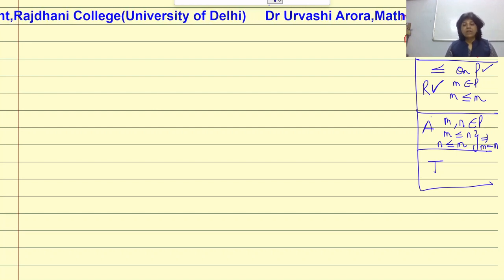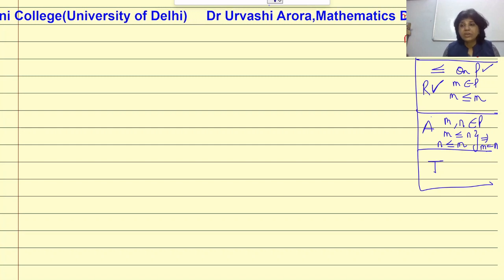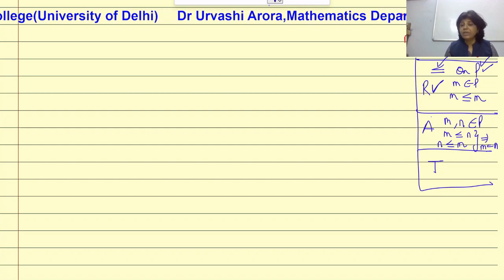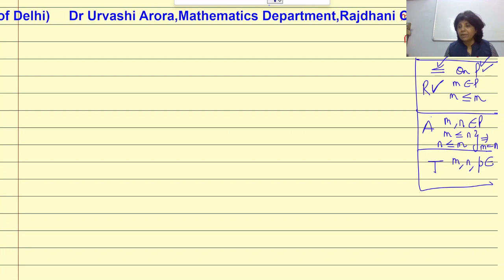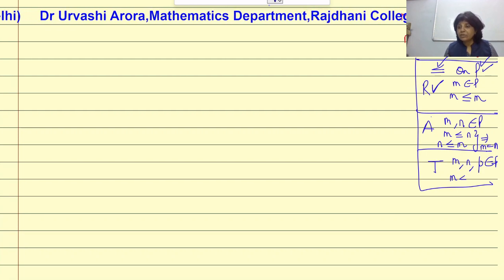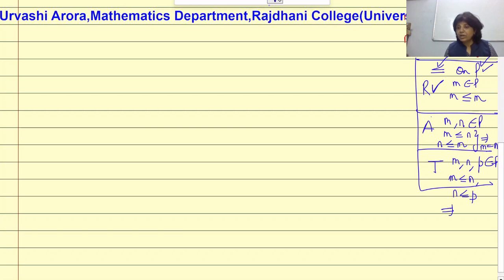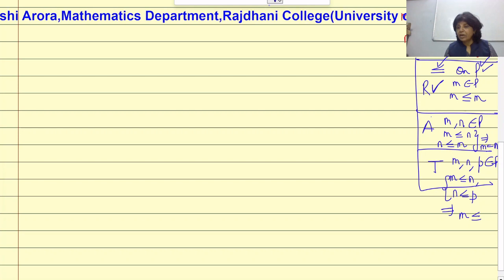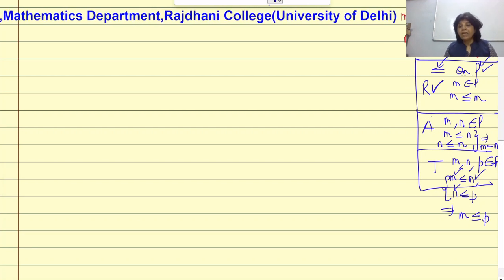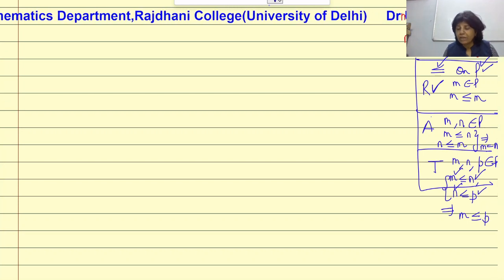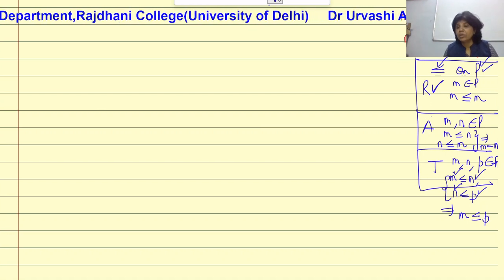Then the third and the last property is the transitivity property. When do you say that a relation less than equal to is transitive on P? If you pick any three elements m, n and p belonging to P such that m is related to n and n is related to p, then this should collectively imply that m is related to p. That is, if the first element is related to the second, and the second is related to the third, then the first should be related to the third.